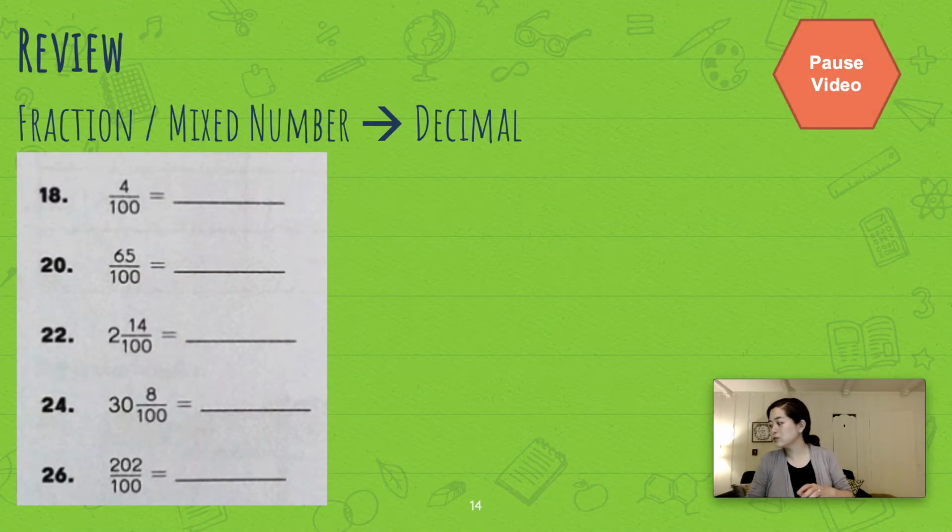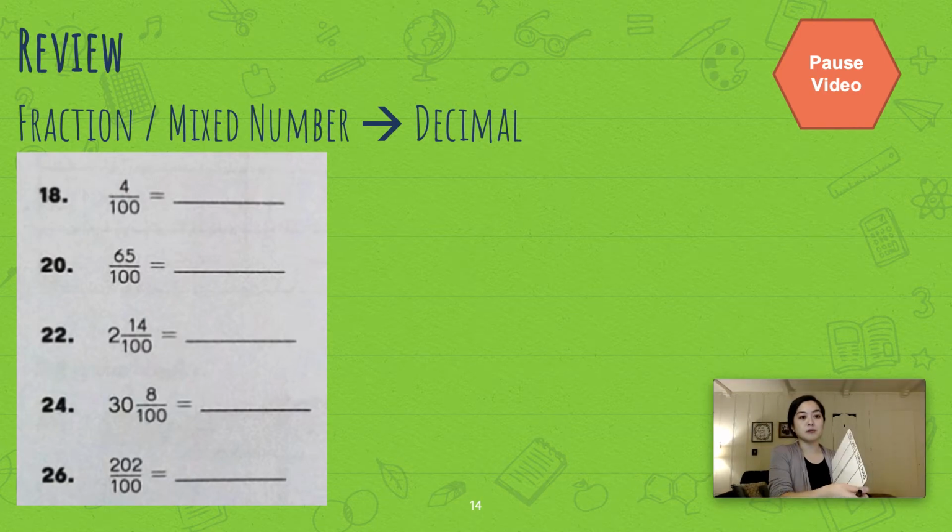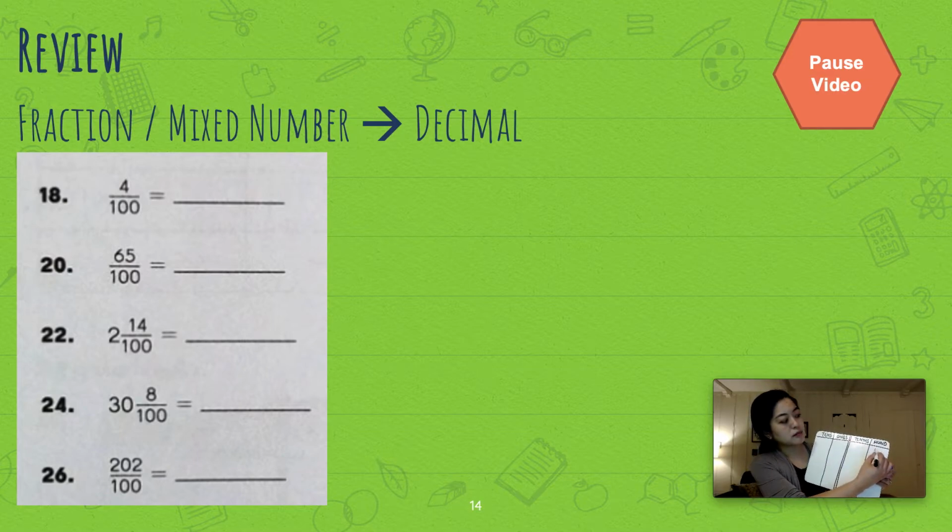And I'm going to do the same thing where I'm going to just read it out loud. And once I read my fraction out loud, I know how to put it in my place value chart. So let's start. Number 18, 4 hundredths. Okay, so I'm going to look at my hundredths column and write a 4. So this is 4 hundredths. So here I'm going to put a 0.